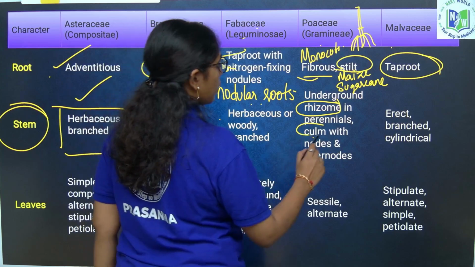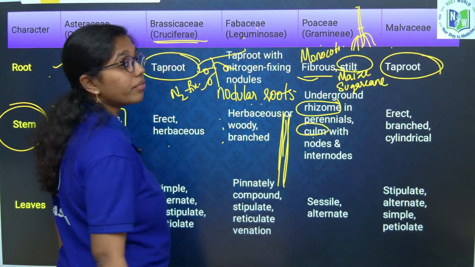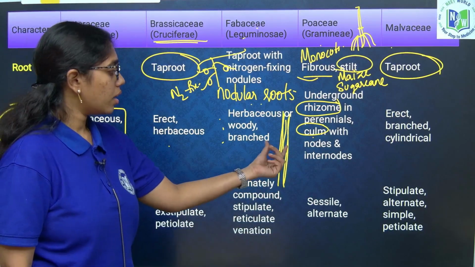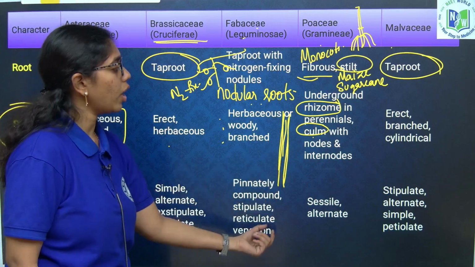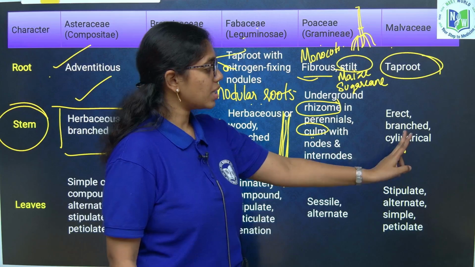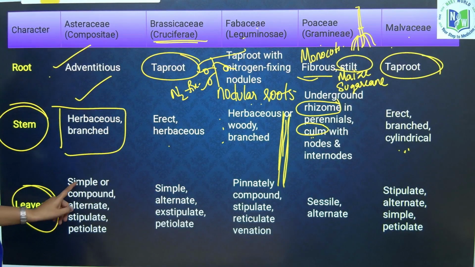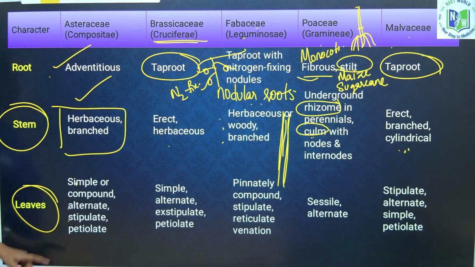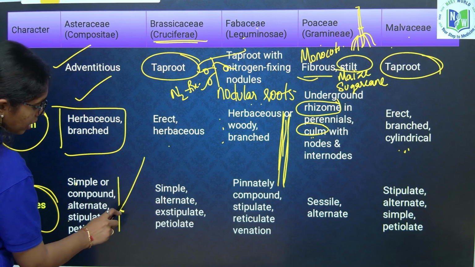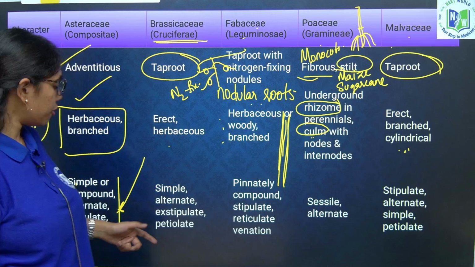Culm is nothing but the stalk or the stem of grasses. Okay, culm is nothing but the stalk or stem of grasses, that flexible or thin structure of grass which holds the leaves. Next, erect branched cylindrical type of stem in Malvaceae. Next, leaves, it is simple, compound or alternate, stipulate. What are stipules? Petiole, and this is leaf base, right? Here small scale-like structures are called stipules, which add additional strength to the petiole and the leaf base.